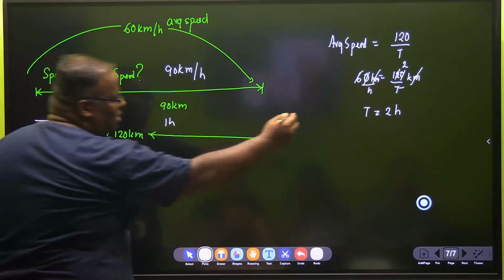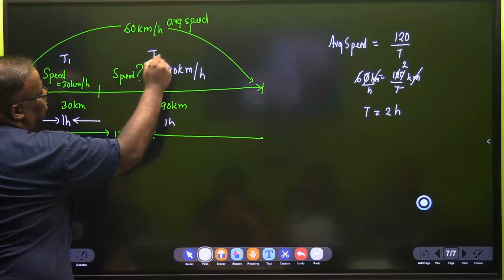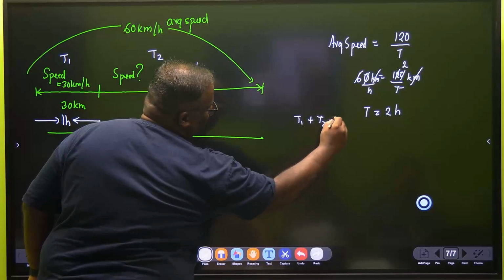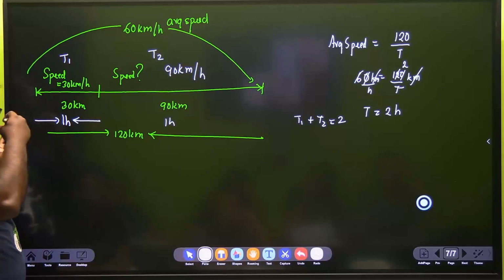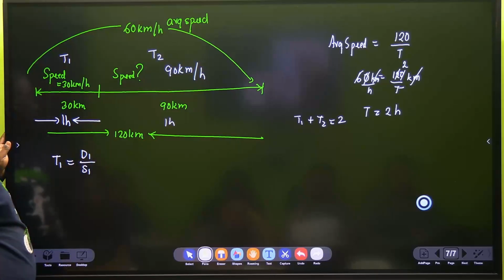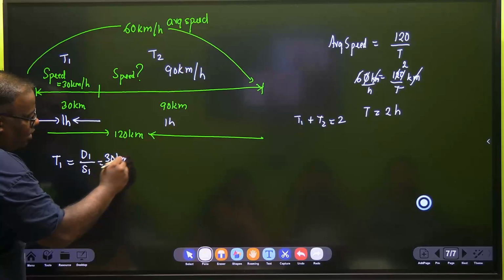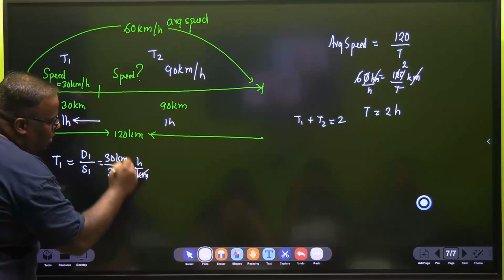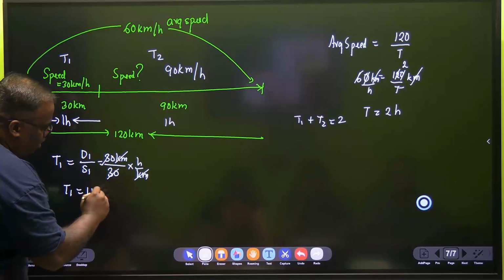So we know the total time is how much? 2 hours. So this time is T1, this time is T2. This is an idiot way of doing it, but we'll do it and show you. So we know T1 added with T2 should give me 2 hours. Agreed? Can we find out what is T1? T1 will be equal to the distance D1 divided by the speed S1. What is the distance? 30 kilometers divided by 30 kilometers per hour, which will become hours by kilometer. Kilometers cancel. 30 cancels, means T1 is equal to 1 kilometer. Sorry, T1 is equal to 1 hour.